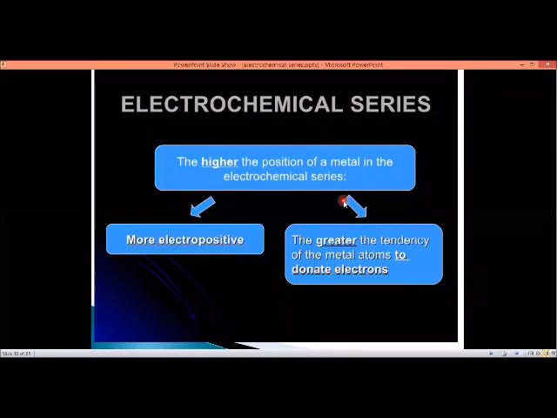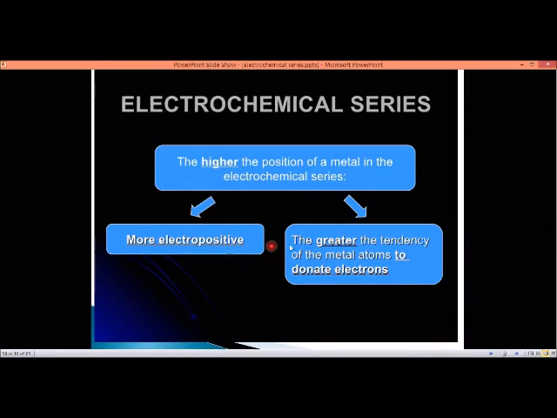The higher the position of the metal in the electrochemical series, the more electropositive the metal is, and the greater the tendency of the metal atom to donate electrons. More electropositive means what? It will lose the electron very easily. If it loses the electron very easily, it will undergo oxidation and donate the electron. And where will the electron go? The electrons will go to the one which is lying below.